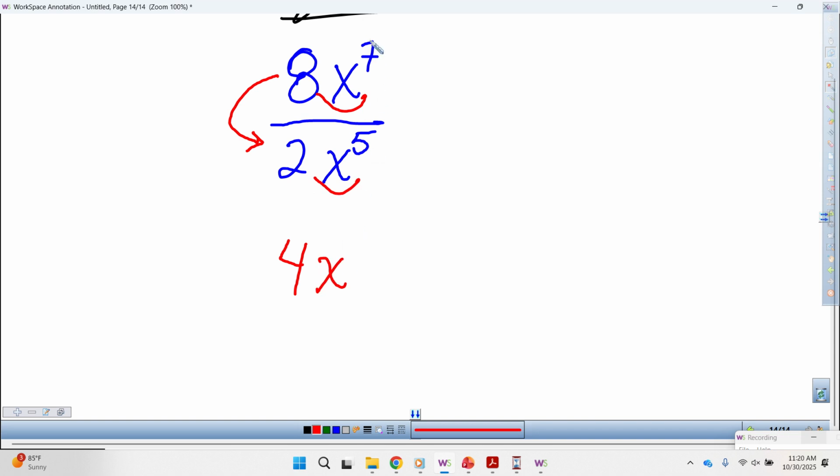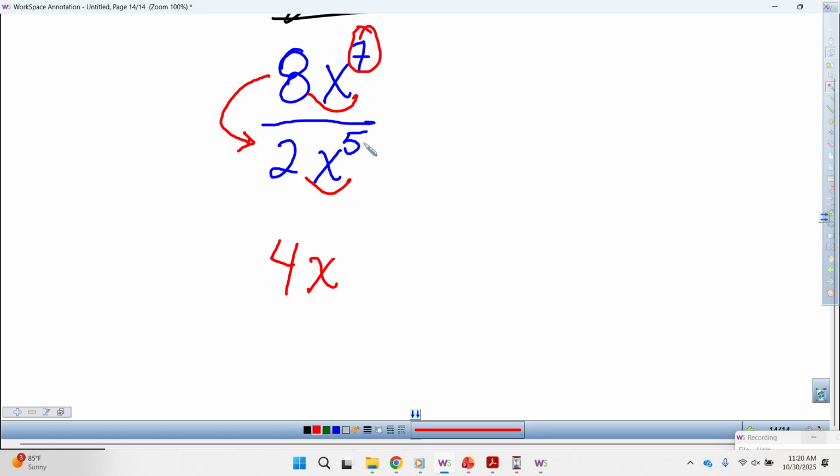Look what happens to the numbers. Don't say anything. Look up. I got 7. I got 5. The answer is 2. Tell me what happened. They subtract. That is correct. When we're dividing, they have to be the same variable. What happens to the exponents? They subtract.